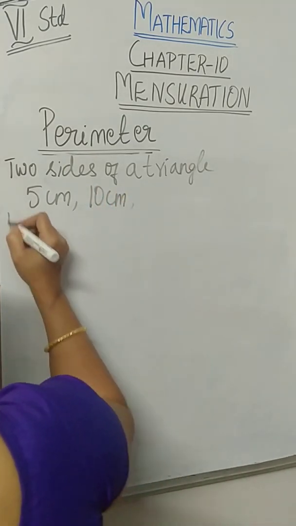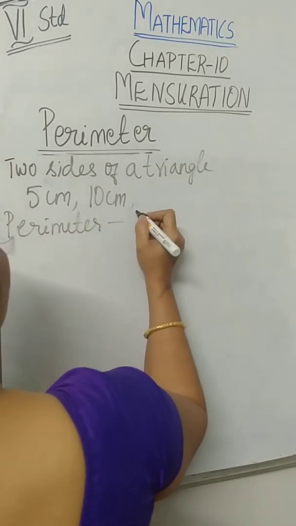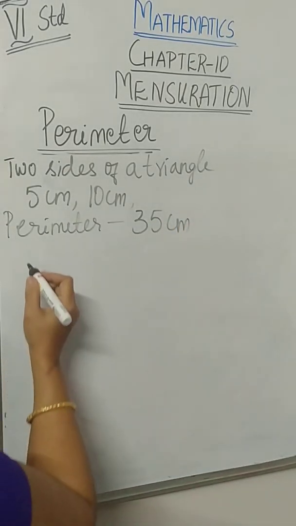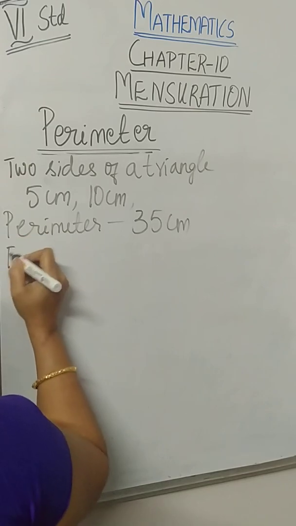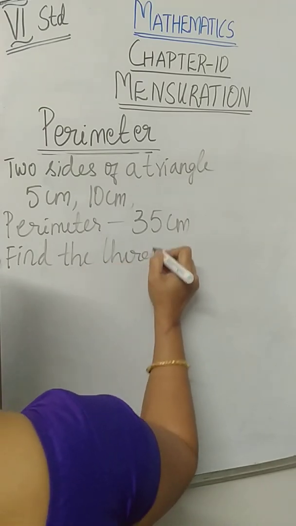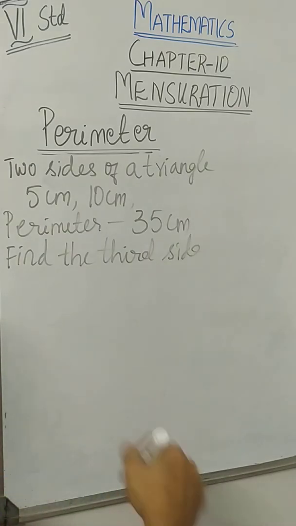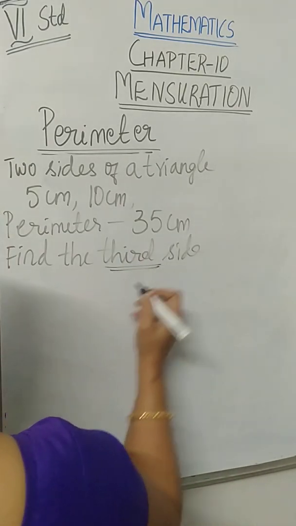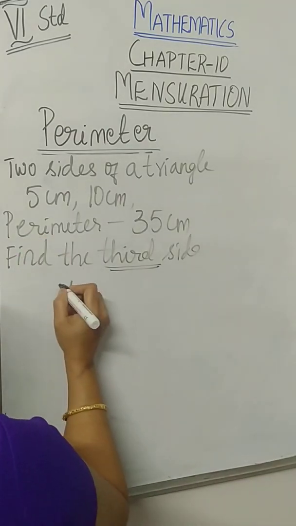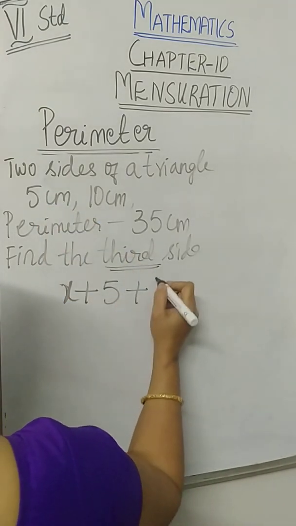But they have given the perimeter also. The perimeter of the triangle they have given as 35 centimeter. They have asked you to find the third side. Let us see now how to calculate. We don't know the third side. Let the third side be x. Two sides they have given, so one side is x, the other side is 5, the next side is 10.